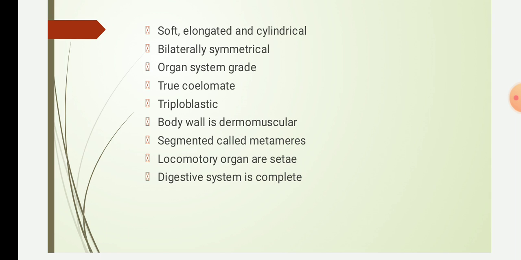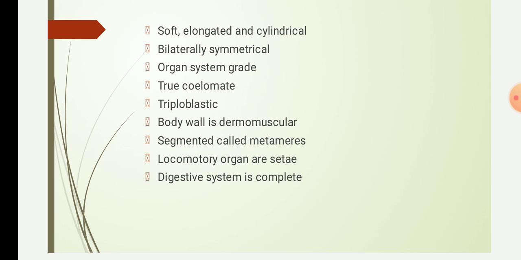Then the coelom, they show a true coelom. The annelids are called true coelomates. Then what is coelom? Coelom is the cavity that is located between the body wall and the alimentary canal. There are different types of coelom. So these annelids are true coelomates. They possess one type of coelom, that is schizocoelous coelom. In schizocoelous coelom, what happens here? The coelom develops by the splitting of mesoderm.